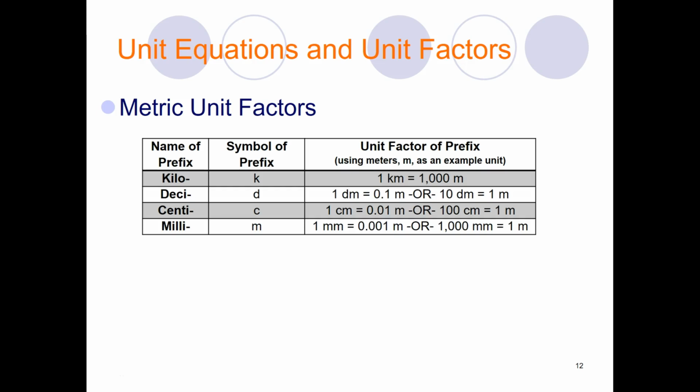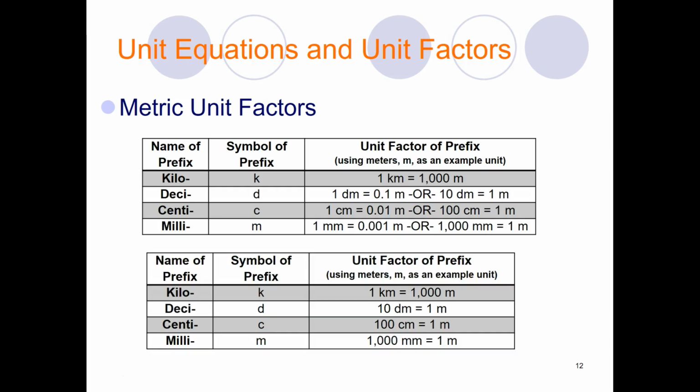Then 1 decimeter is 0.1 meters or 1/10 of a meter. They mean the same thing. It's just whichever way you like better. I just happen to like the second unit factor better. So I went ahead and took that table and rewrote it, taking out the one with the decimals in it. So that's going to be the table that I use.